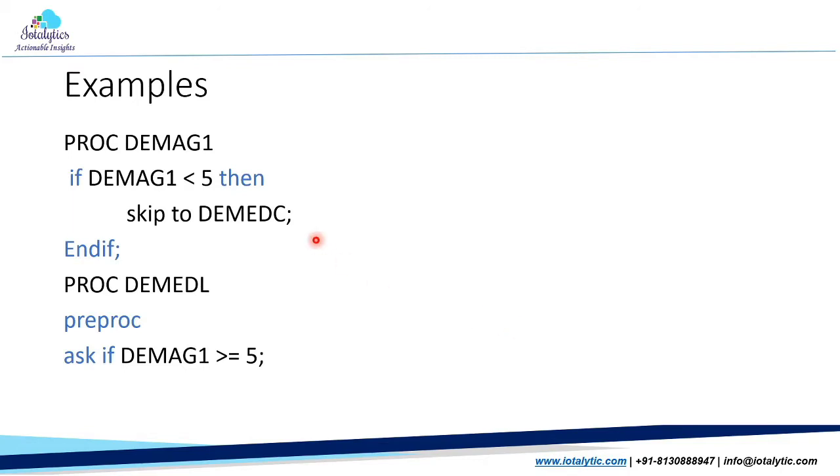And there is an example, basically a skip pattern. If there is a variable we have given, and it is less than 5, then it is supposed to skip to this particular variable. So it's very simple actually. The same program can be carried out, and this actually happens in the post proc.